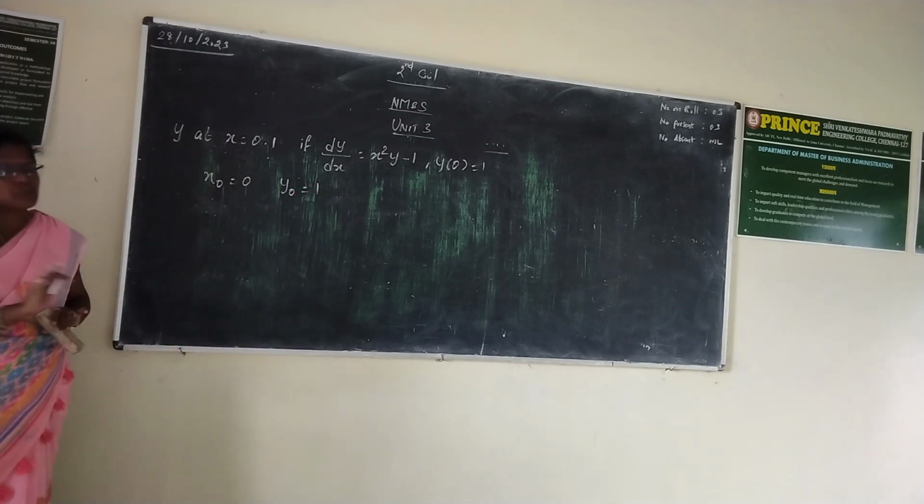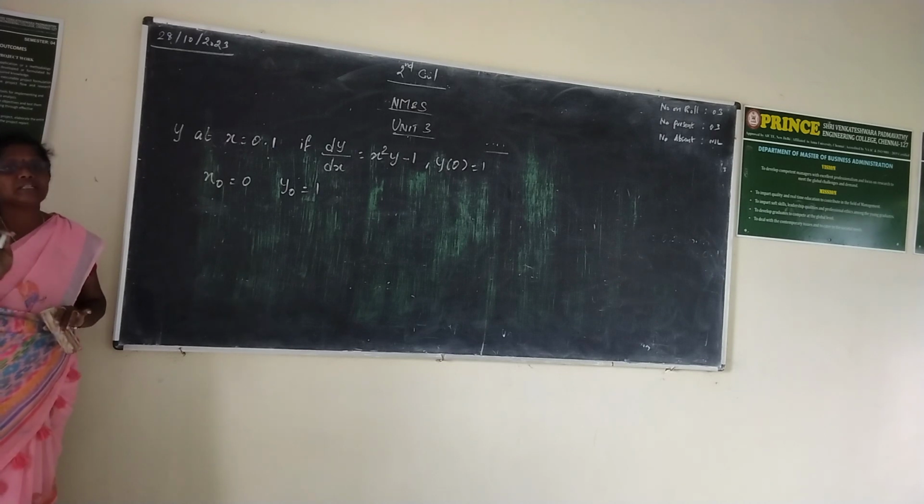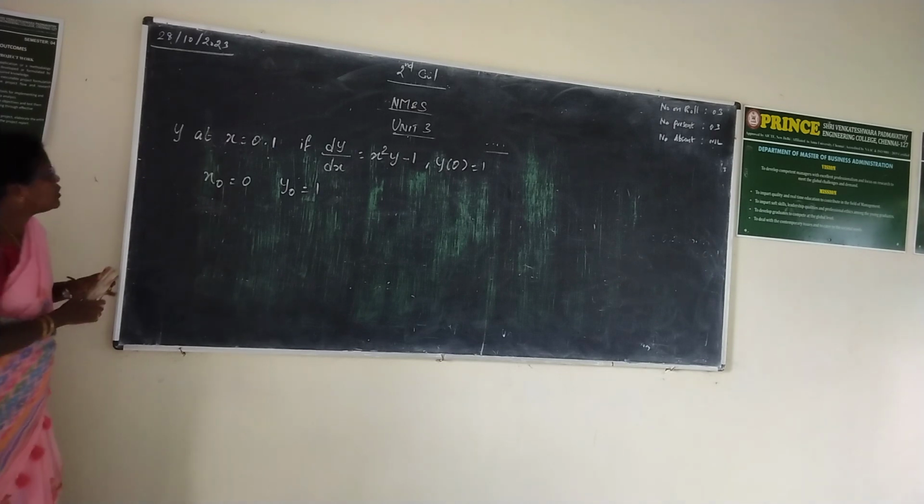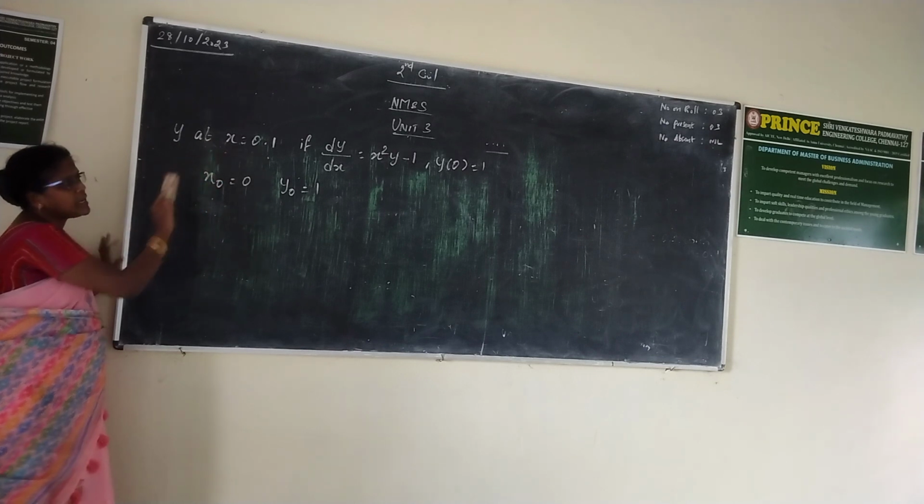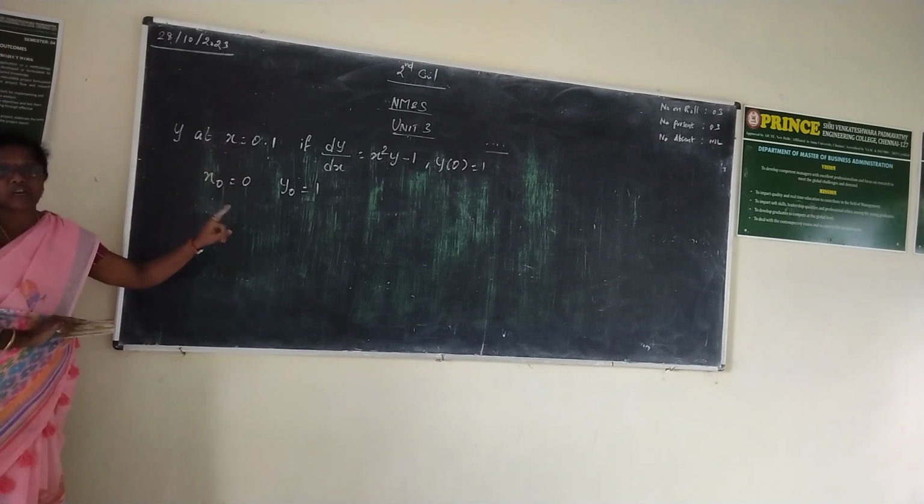First decide this with the given condition. After that, see what you are supposed to find. What are you supposed to find? y at x equal to 0.1. Before writing this, check whether you are given the h value or not. No, the h value is not given.